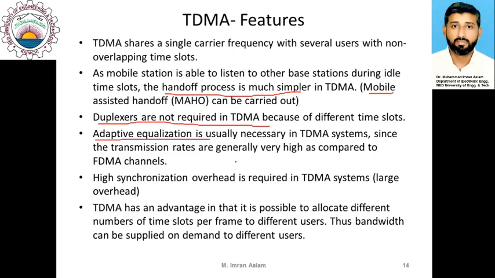TDMA systems have relatively high overheads because the TDMA signals have to be synchronized with each other. So each frame which carries the TDMA data also has some bits which are dedicated for synchronization purposes. These overhead bits add up to the overhead of the system. So the TDMA system generally has high synchronization overhead as compared to the FDMA system, where we do not need significant overhead for synchronization purposes.